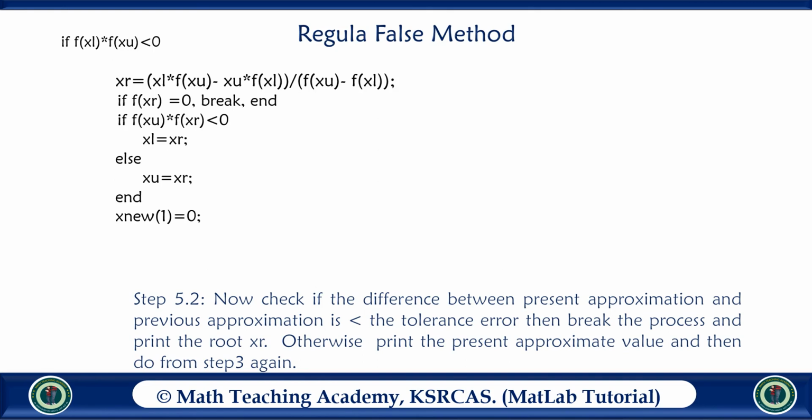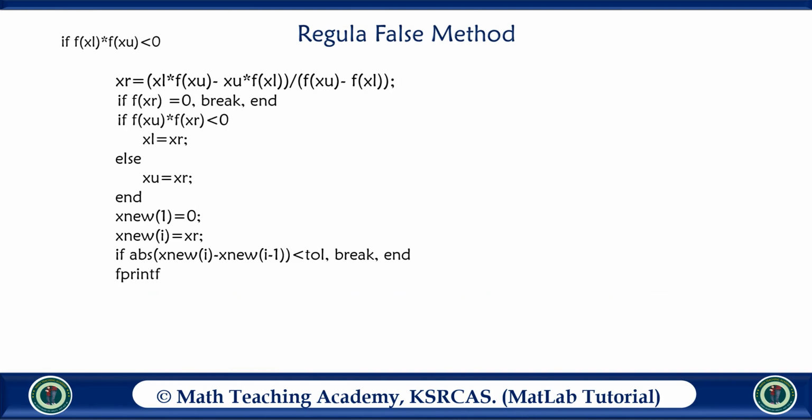This is achieved by the command x nu of 1 is equal to 0 and x nu of I is equal to XOR, the present value of the root. And then check if ABS of x nu of I minus x nu of I minus 1 is less than tolerance error. If it is true, then stop the process. That is why here we have entered the break statement and then end.